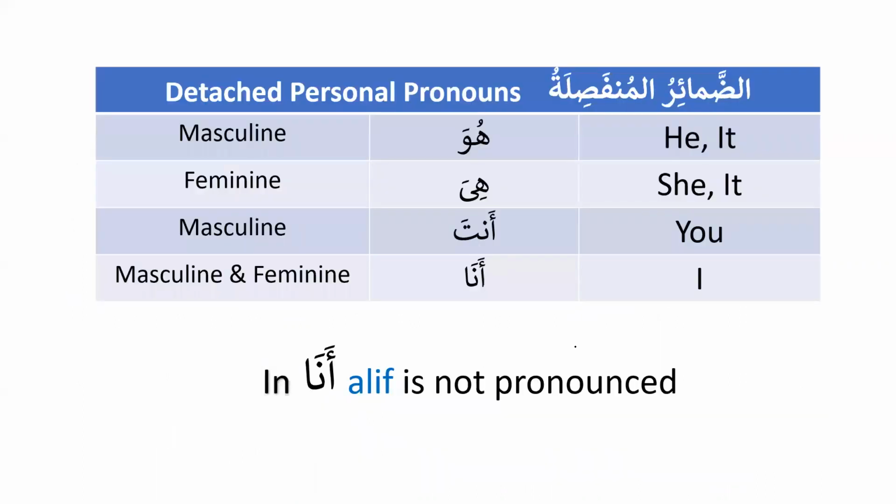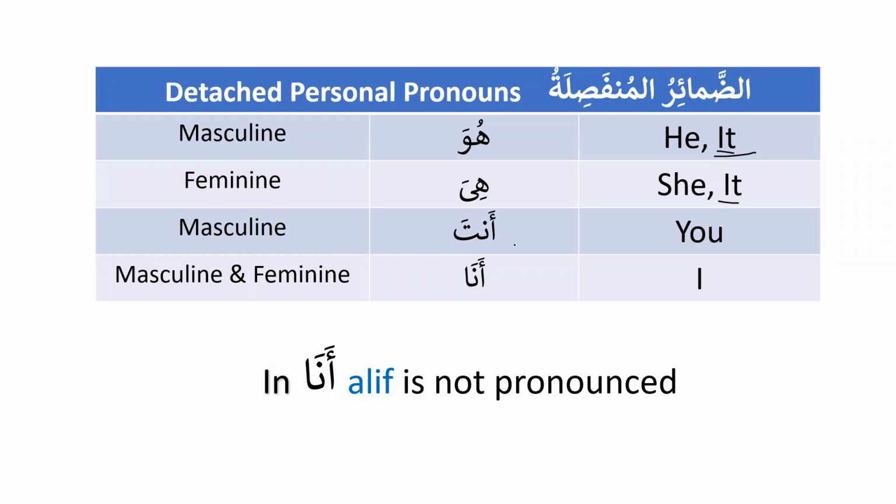Ad-damairu, the pronouns. We have learned about huwa and hiya. Huwa is used for masculine, it means he, and hiya means she or it. So it can mean he, she, and it, as we can see over here. Similarly, we will learn about two more, inshallah, in this lesson.